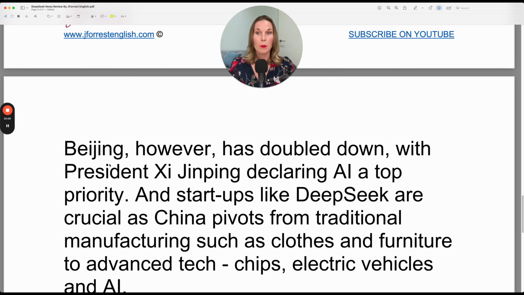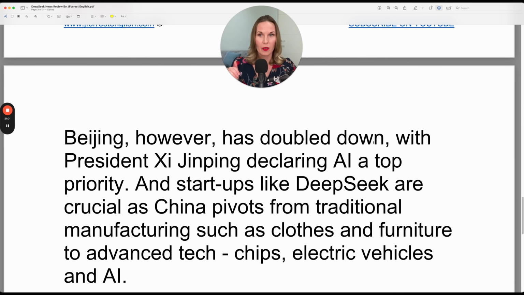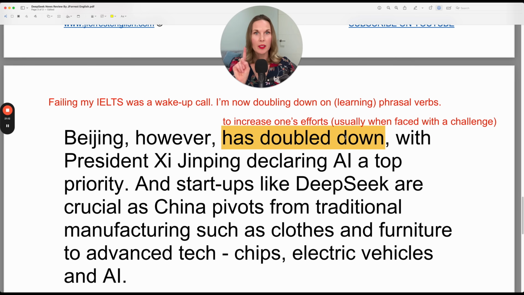Let's continue. Beijing, however, has doubled down, with President Xi Jinping declaring AI a top priority. Let's review double down. This is a great expression. If you double down on something, the verb double is conjugated in the present perfect, has doubled down. It means you increase your efforts. So you usually do this when you're faced with a challenge. Now, double, you can think of it as you do twice as much, but that's not actually true. It can be any amount of increase, but that perhaps can help you remember it.